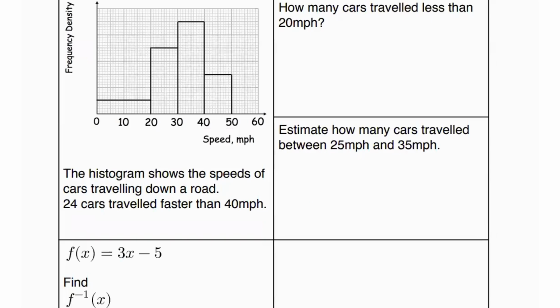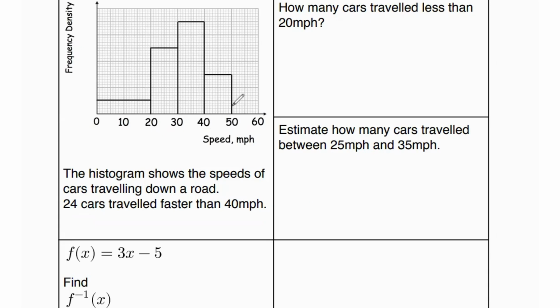Next question says, the histogram shows the speeds of cars traveling down a road. 24 cars travel faster than 40 miles per hour. How many cars travel less than 20 miles per hour? So 24 cars, I'm first going to come over here. So 24 cars travel faster than 40 miles per hour. Faster than 40 miles per hour is this part.